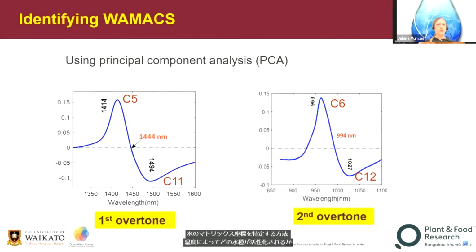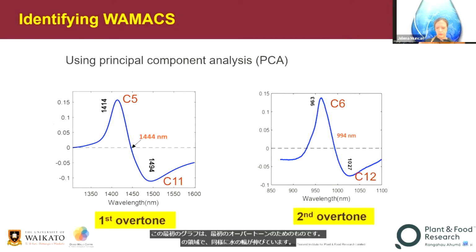So how to identify the water matrix coordinates? Which water species is activated with temperature perturbation? I took the spectra at 3 different temperatures, did the principal component analysis, and using the first principal component loading, I found this pattern, this curve, which gives a peak and a dip at 1414 nanometers and 1494 nanometers.